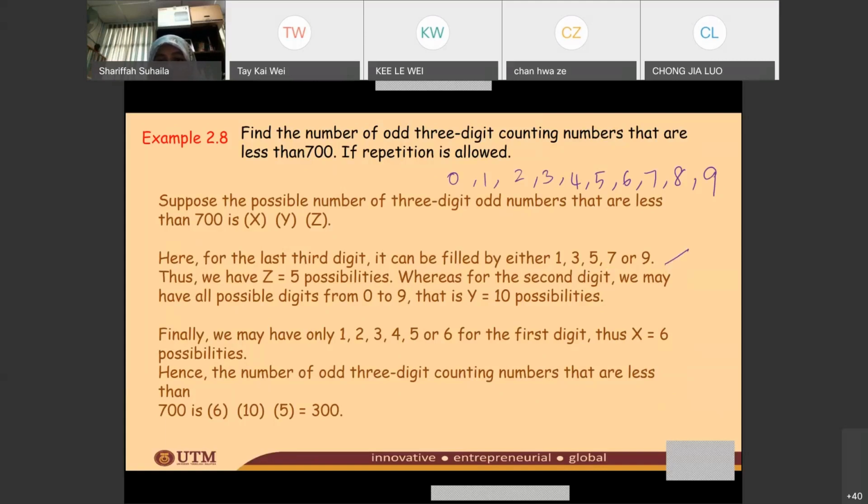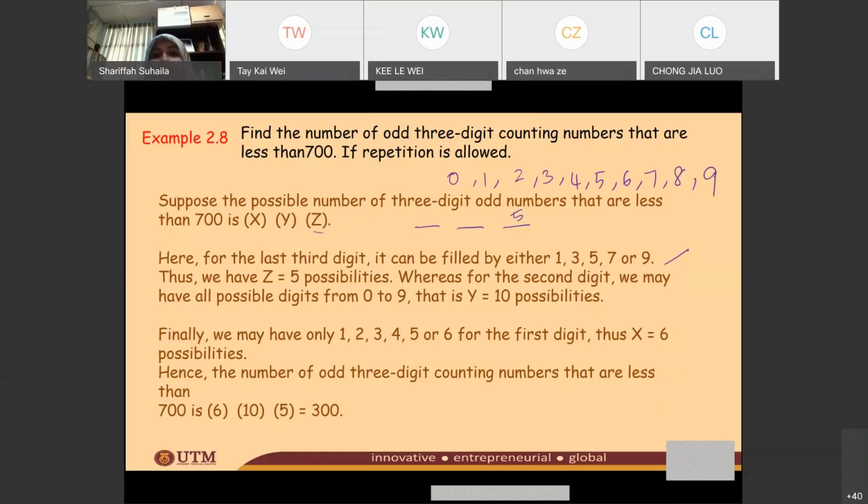So for 3-digit number, for odd number, you have 5 possibilities. So that means yang the last value tu, Z ni, space dia macam ni lah 1, 2, 3. So you want odd 3-digit number, so of course yang the last value tu mesti nombor ganjil. So nombor ganjil, odd number, you have 5 possible ways. Whereas for the second digit, we may have all possible digits from 0 to 9.